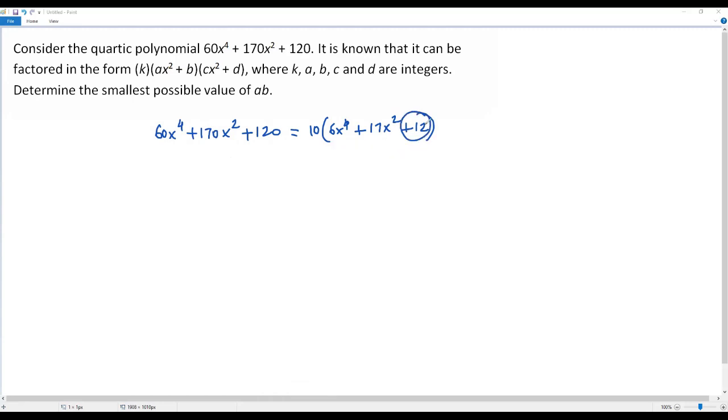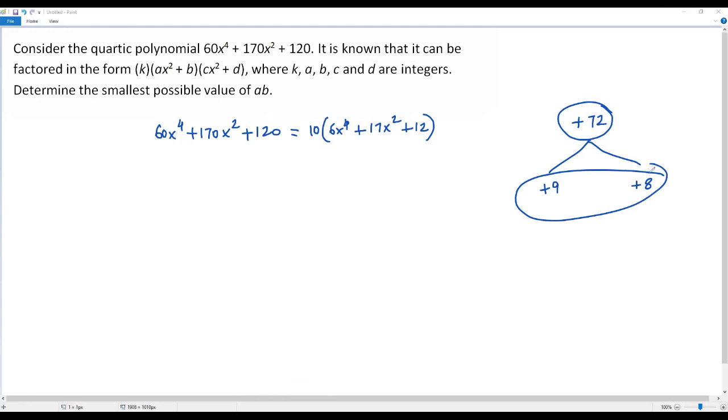For that, we have to multiply the constant term +12 by the leading coefficient 6. When I multiply 12 by 6, I get 72. Now we have to find two numbers such that the product of the two numbers equals 72 and the sum equals the coefficient of x^2, that is 17. I think 9 and 8 will work. When I multiply 9 and 8, I get 72. When I add these two numbers, that is equal to 17.